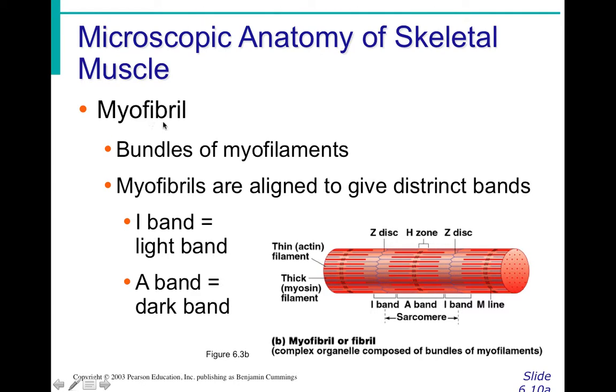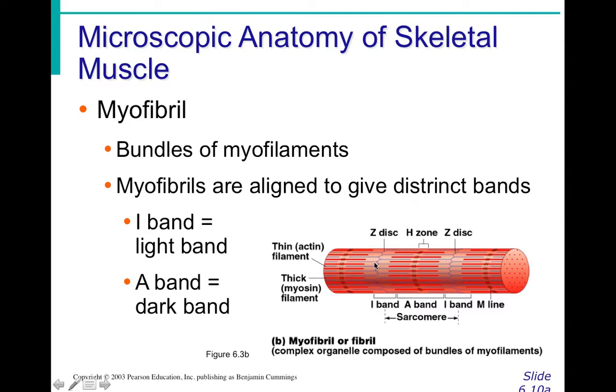So the myofibrils are these bundles of teeny tiny myofilaments. So within a muscle cell are little tiny muscle filaments or muscle proteins, and the myofibrils are aligned to give these distinct bands. Now, there might be a point in your life where you learn all the names of every band, but that point is not today.